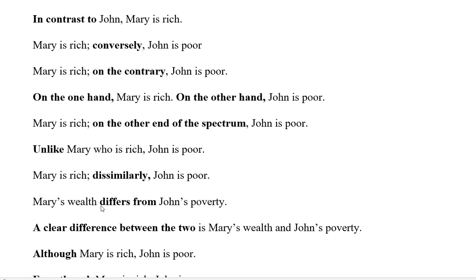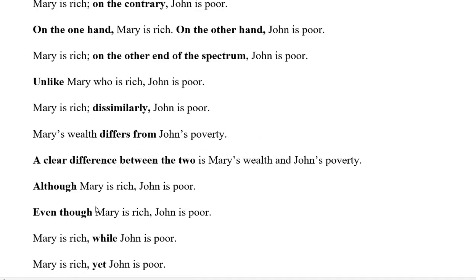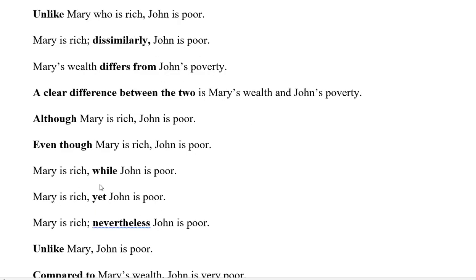Mary's wealth differs from John's poverty. A clear difference between the two is Mary's wealth and John's poverty. Although Mary is rich, John is poor. Even though Mary is rich, John is poor. Mary is rich while John is poor. There's so many different ways of saying but. Mary is rich, yet John is poor.